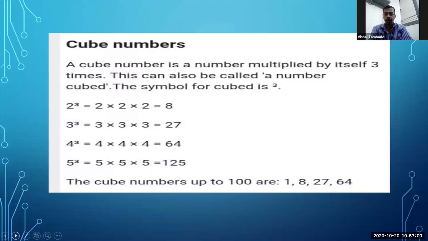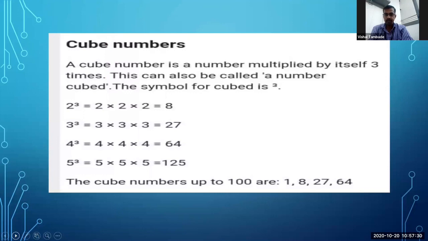Now 5 raised to the power 3 means 5's cube. How do you find 5's cube? Write in multiplication form. Because our index is 3, that's why we multiply 3 times. 5 multiplied by 5 multiplied by 5. 5 times 5 is 25. 25 multiplied by 5 is 125. Means 5's cube is 125. The cube numbers up to 100 are 1, 8, 27, 64 and so on.